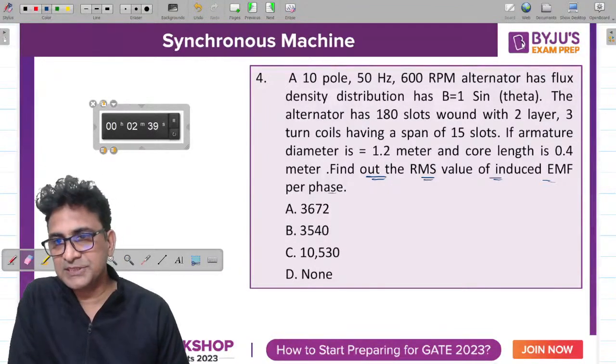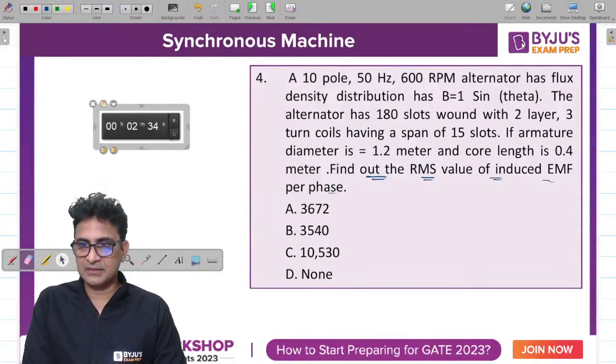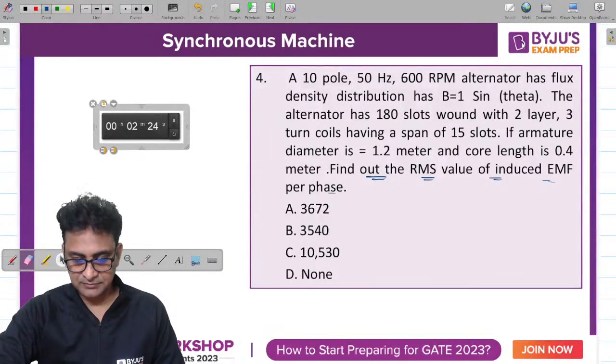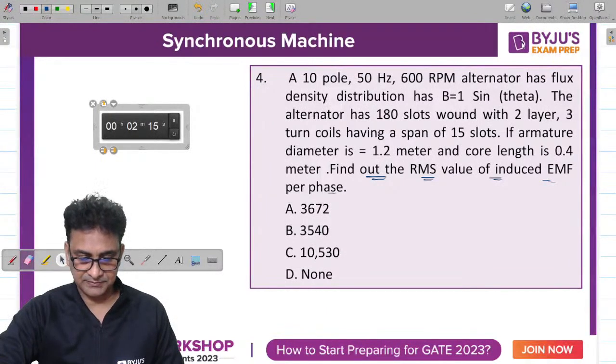You can also do this question directly by using the formula induced EMF per phase. And if you know how many coils a phase winding has, then by using the answer of the previous question, you can also find out the induced EMF per phase.